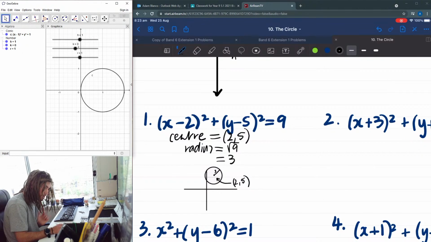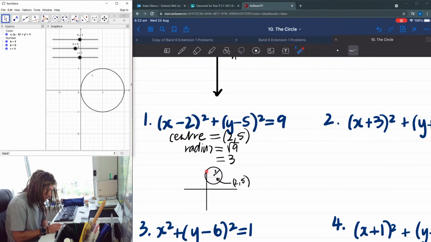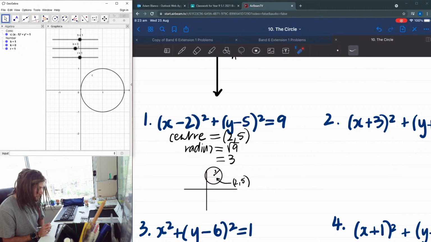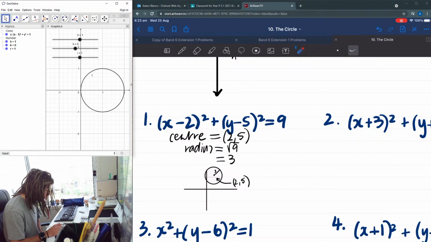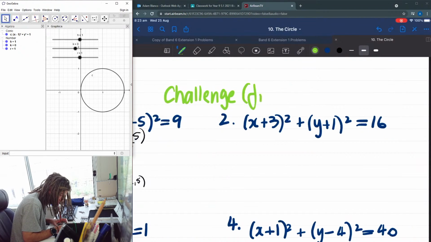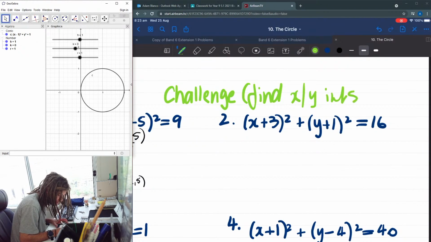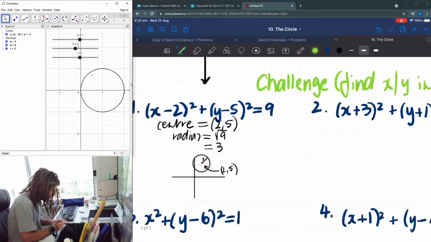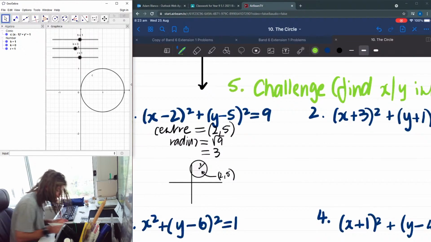That would be enough. Now notice that there are y intercepts, and it is something that you could find, and I'm going to make the challenge for this. Challenge: I want you to find the x and y intercepts, even though my graphs should probably have them. Let's call that question 5.